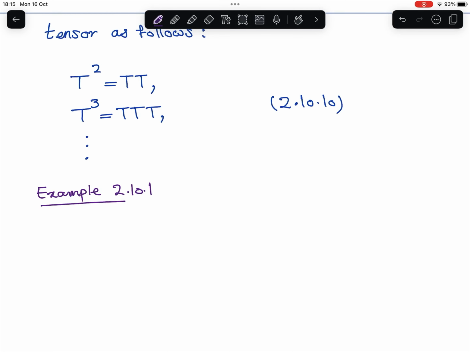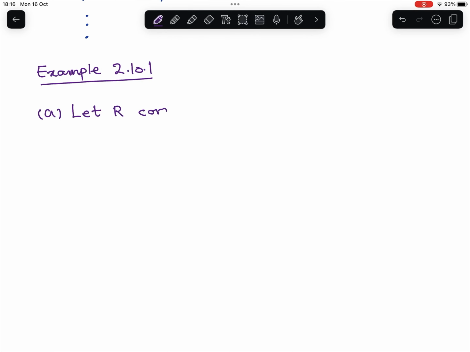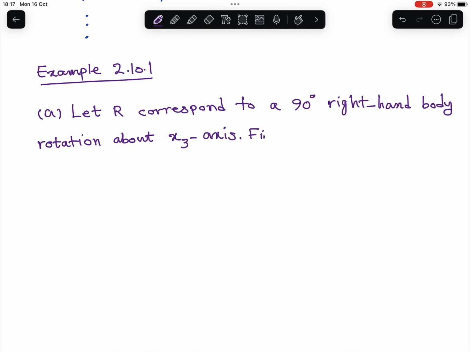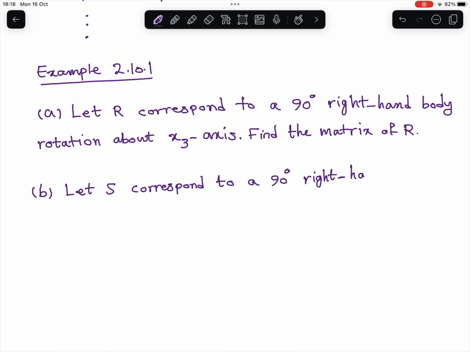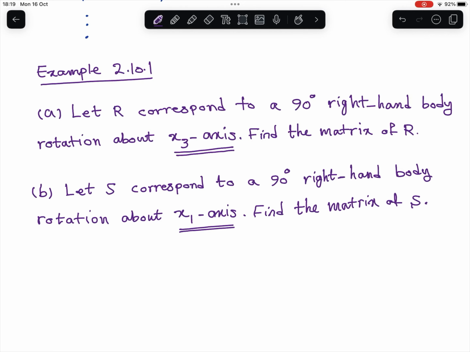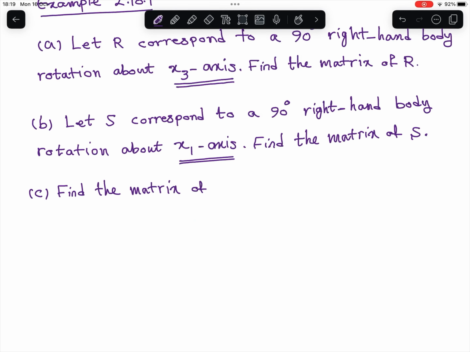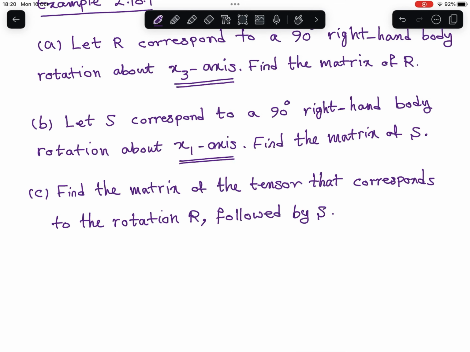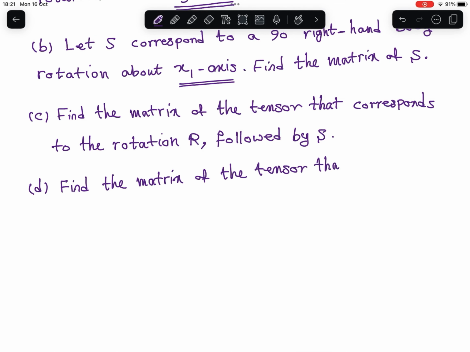Let's see some examples. Let R correspond to a 90-degree right-hand body rotation about the x3 axis. Find the matrix of R. Let S correspond to a 90-degree right-hand body rotation about the x1 axis. Find the matrix of S. Find the matrix of the tensor that corresponds to the rotation R followed by S. Find the matrix of the tensor that corresponds to the rotation S followed by R.